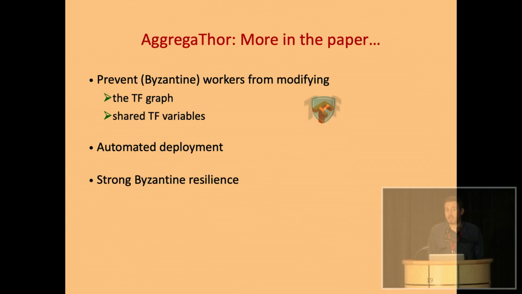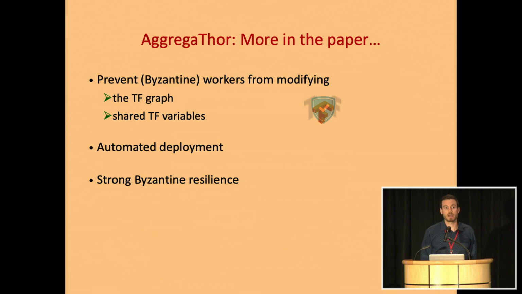So AggregaThor has more things, and I don't have the time, unfortunately, to talk about them, but there is a lot more detail in the paper. We have some patches for the TensorFlow runtime that prevent the workers from modifying the graph. This is vital for our algorithms to work properly. We have some automated deployment tools, and we also have a scheme for strong Byzantine resilience that we plug into the filtering component that I described before.